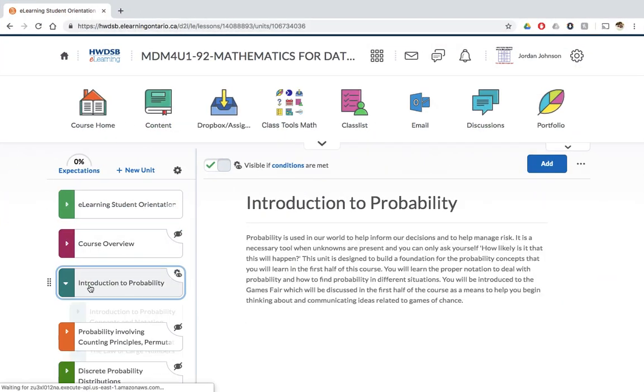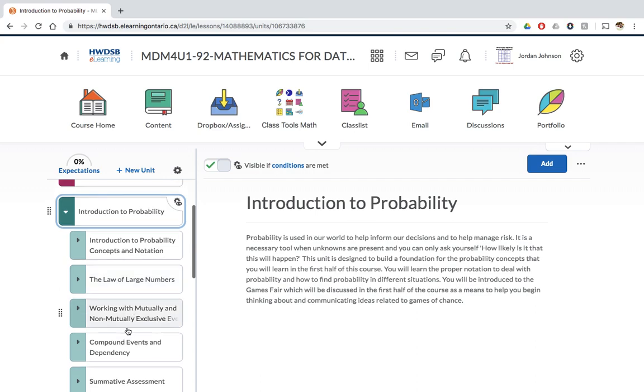Our last module for Introduction to Probability is Compound Events and Dependency. Before we get into that, I wanted to direct your attention up here to Class Tools Math.